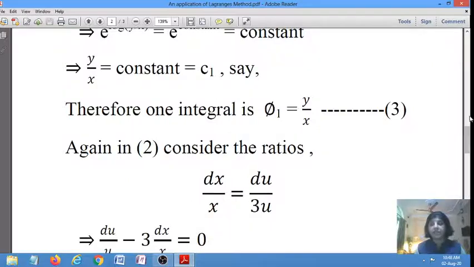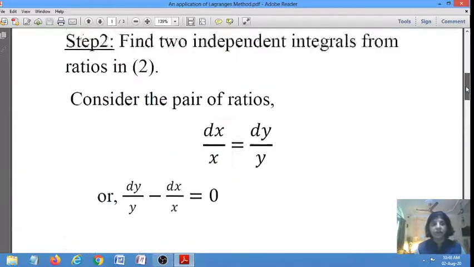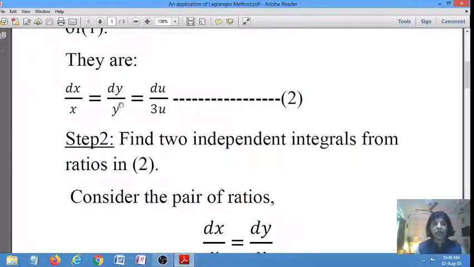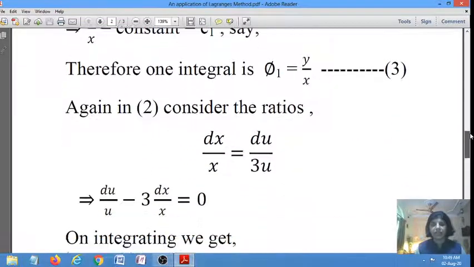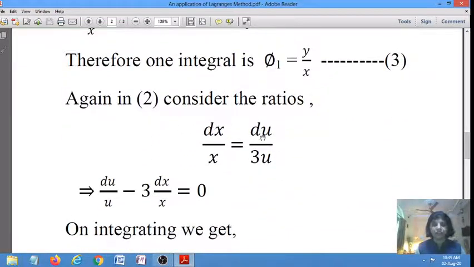Now again consider the first and the third ratio. dx by x is equal to du by 3u. So I'm considering the first and the third ratio. You can proceed in any manner you feel like. This is one of the ways of doing the question. So I've considered the first and the third ratio of the characteristic equations, and that is dx by x is equal to du by 3u.